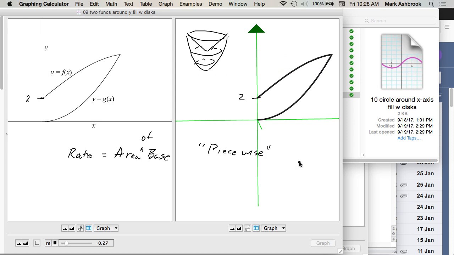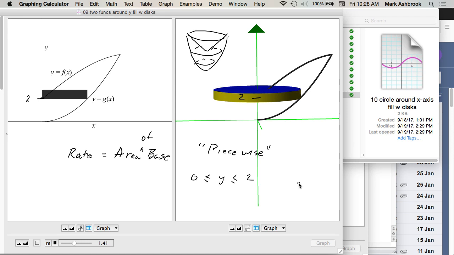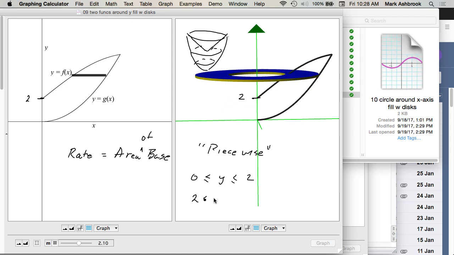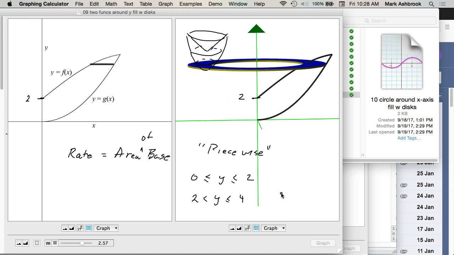We need one rate function for which interval? When y is from 0 to 2. We need one particular rate function. We'll say like this. And then we need another rate function when? From 2 to 4. So what will the general form of our rate function be in this lower region from 0 to 2? So what that rate will be?